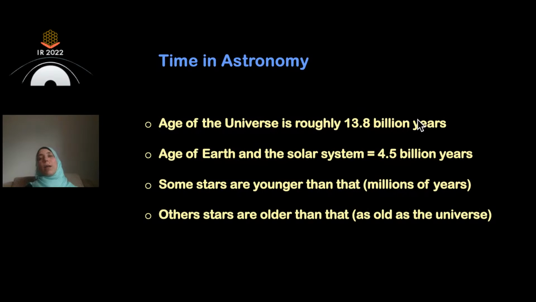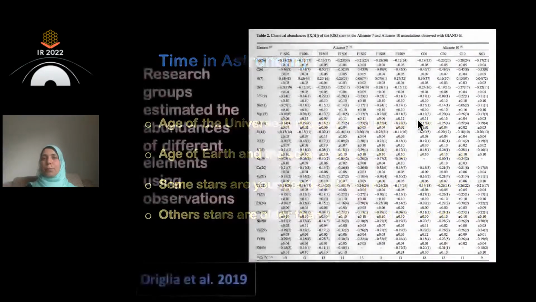But there are stars that are much younger than that, in the order of millions of years, like the red supergiant clusters. And that's why we call them recent events or recent star formation events, because they're much, much younger than the history of the universe and also our own solar system. And then, of course, there are stars that are older than our own solar system, and some of them are as old as the universe.